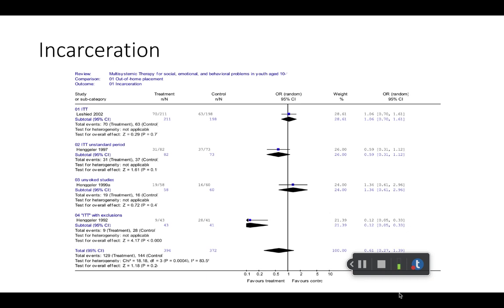All of the graphs, all of the forest plots in our systematic review look something like this. Some studies show positive effects, but overall, when you look across all of the studies in the analysis, MST is not better or worse than any of the treatments to which it's been compared.